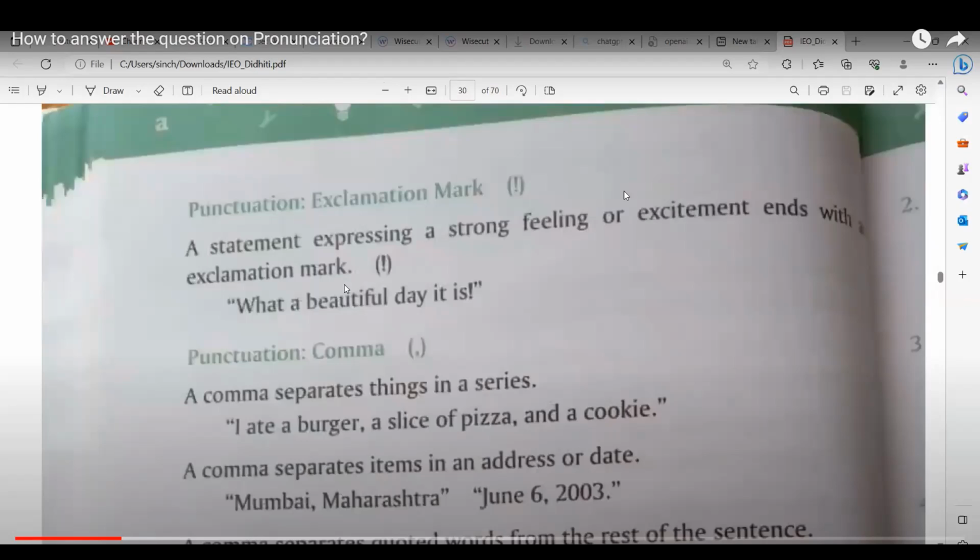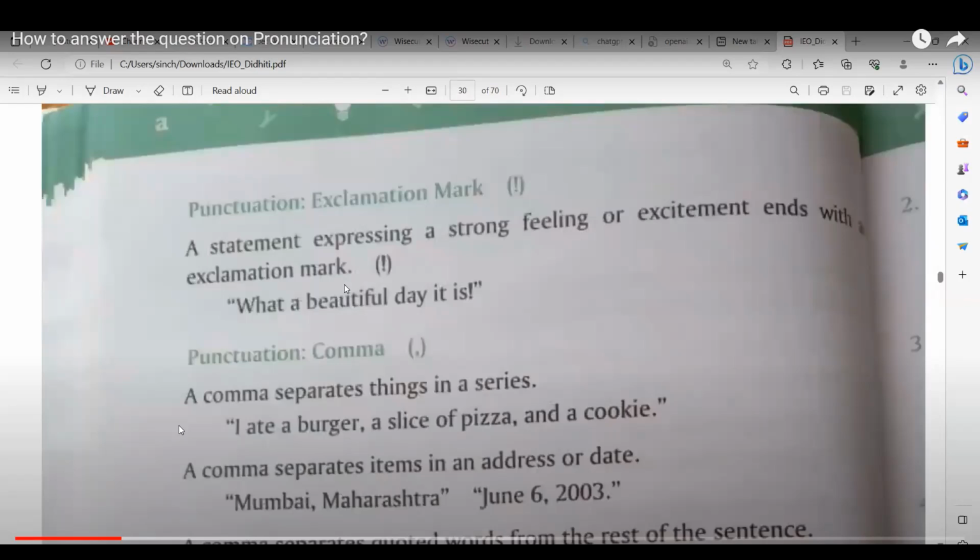Okay, excellent, Ashmita. Excellent, Shruti. Good job, Tuhin. Okay, now Tuhin, can you read it? Punctuation, comma, from here. Can you read it, Tuhin, from punctuation, comma? Yes, ma'am. Punctuation, comma. A comma separates items in a series, like a burger, a pizza, and a cookie.